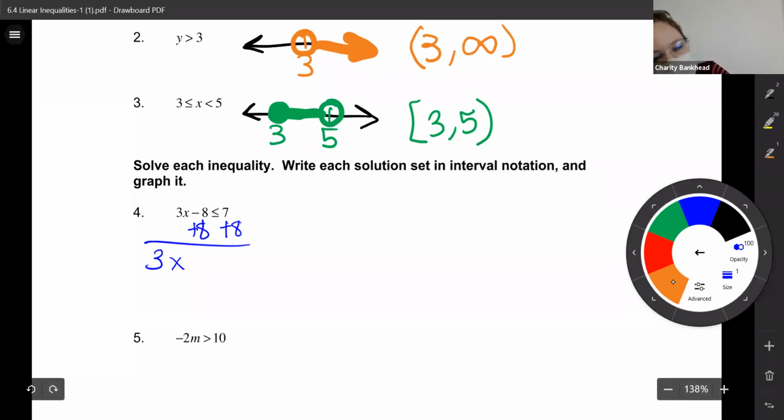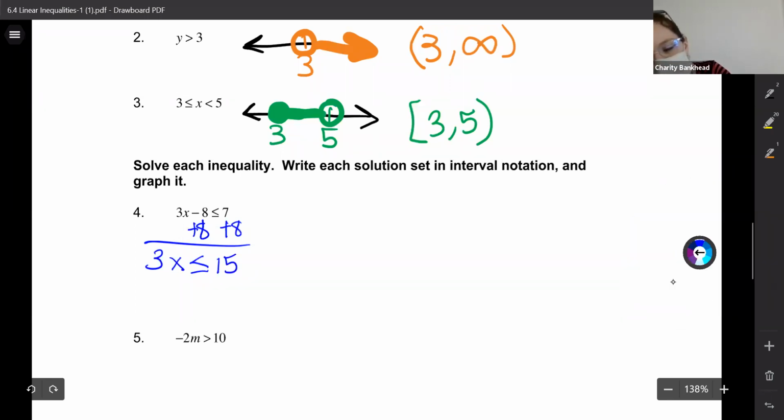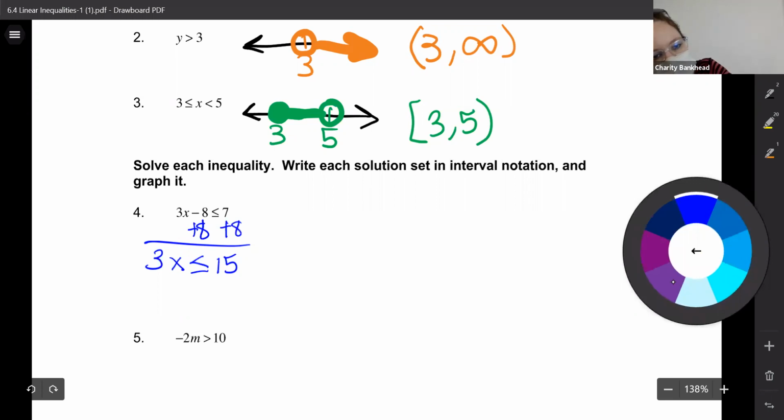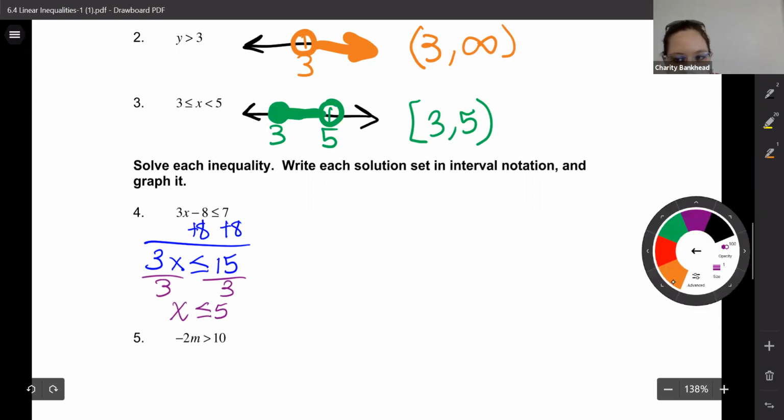That would be 3x is less than or equal to 15. And next I'm going to divide both sides by 3. Which gives me x is less than or equal to 5.